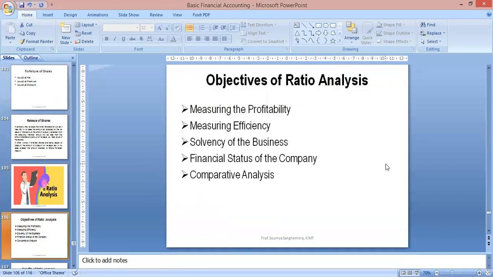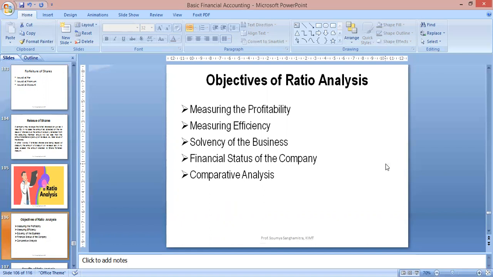Then, objectives of ratio analysis. The first objective is measuring profitability. Various ratios such as net profit, gross profit, and expenses ratio can be used for the purpose of measuring profitability. Then measuring efficiency: operating ratios are calculated for the purpose of measuring the operational efficiency of the business. Then also solvency of business.